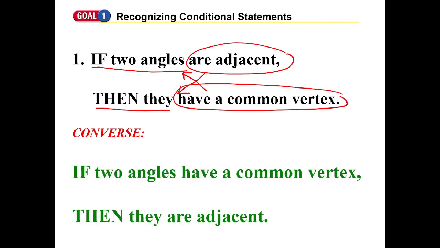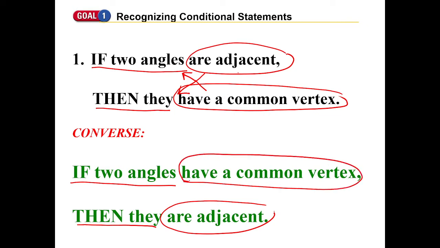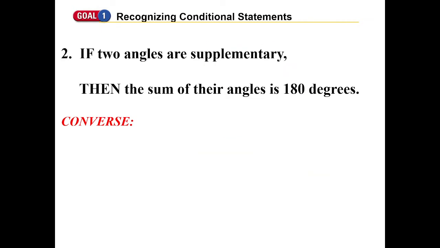Yeah, correct. If two angles, you notice, if two angles and then they remain. The 'are adjacent' moved here to the then. The 'have a common vertex' moved to the if. That is a shortcut to make converse easier. Okay? Let's have another example. Here, what you will do is interchange everything totally, because there are no verbs or pronouns like it and they here. So this one, you interchange all. It's easy, who can give me the answer for this?